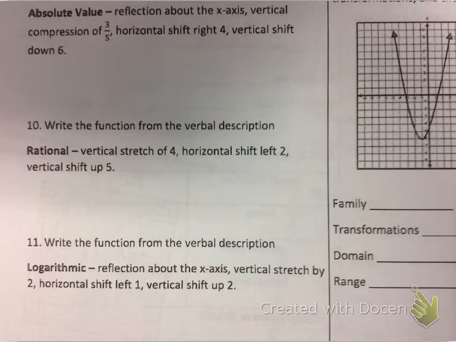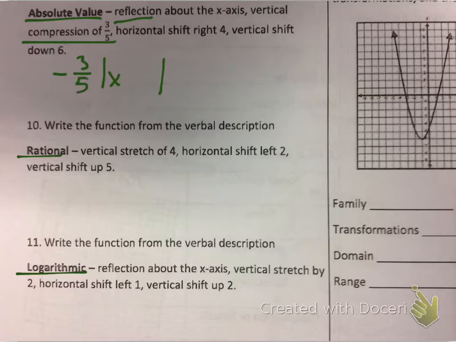Alright, so now from the words. What I would do is identify the function, and then write it, but give yourself some space, in case there are horizontal shifts or anything like that. Reflection means put a negative. Compression 3/5 means put the 3/5 here in front. Shift right, that's a -4. That's the one you're going to have to be careful of. Down 6, minus 6. F of x in front, and there you go.